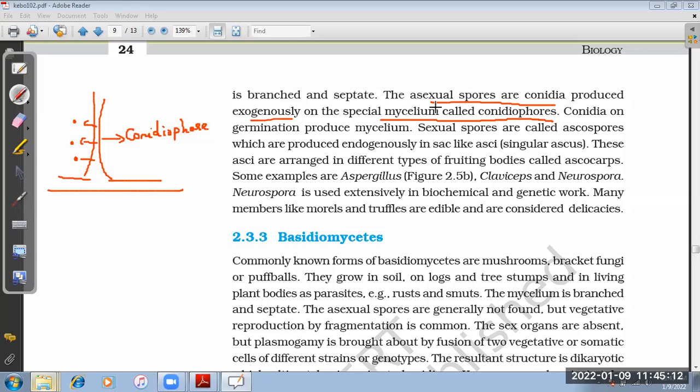So conidia, asexual spores are conidia. So these spores that you can see here, what are these called? Conidia. Correct? Conidia is a spore which is produced asexually. Where are these spores, conidia, produced? In which part of the fungi? In the conidiophore. Got it?